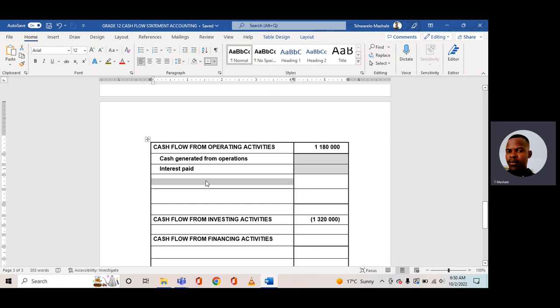It has to be taxation, because I know that each company must pay tax at the end of the year. So I'm just going to write taxation here. It has to be taxation paid. Therefore, what is taxation paid in accounting? Taxation paid in cash flow is an outflow.